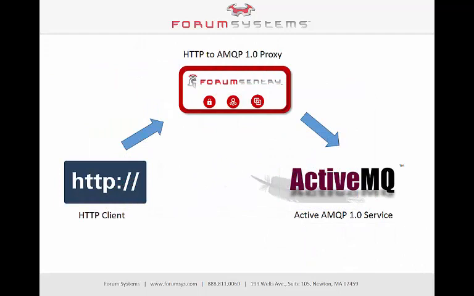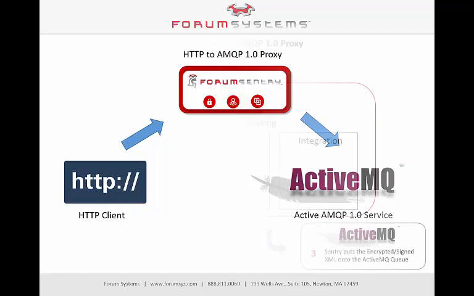The next use case we'll look at is Sentry again in the middle, but this time we'll use an HTTP client that'll post a message into Sentry. Sentry will then do all of that same processing of that JSON payload and send that message along down to the ActiveMQ instance using AMQP protocol. So this is an HTTP to AMQP protocol mixing use case.